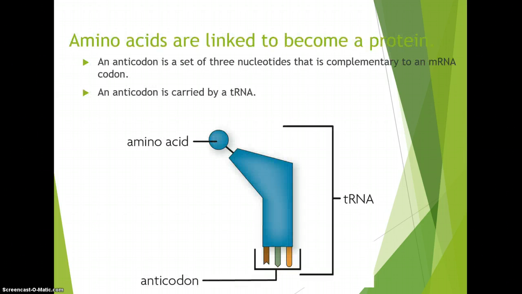Amino acids are linked to become a protein. An anticodon is a set of 3 nucleotides that is complementary to an mRNA codon. An anticodon is carried by tRNA. So you're going to have an amino acid, you'll have tRNA that is carrying all of this, and then your anticodon is going to be the base pairs that match up to the ones that go to the codon.